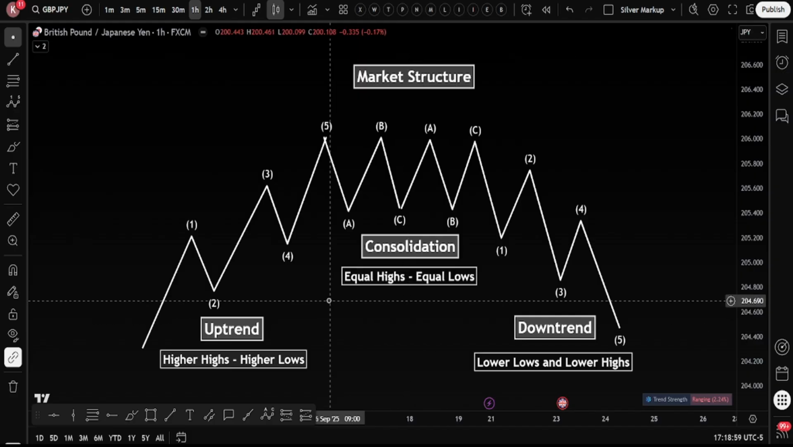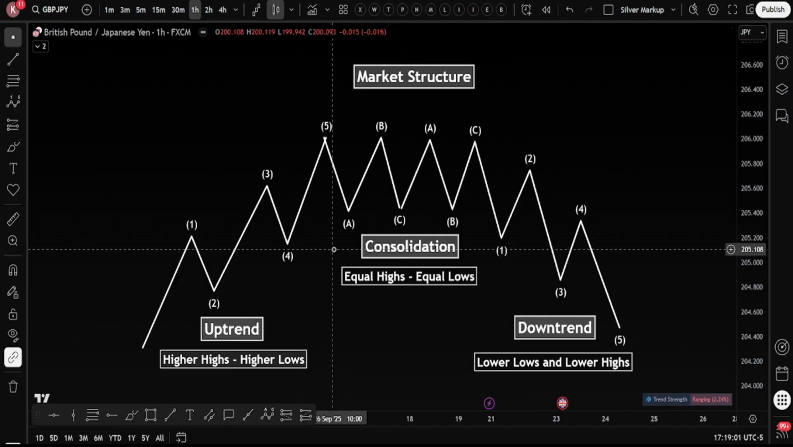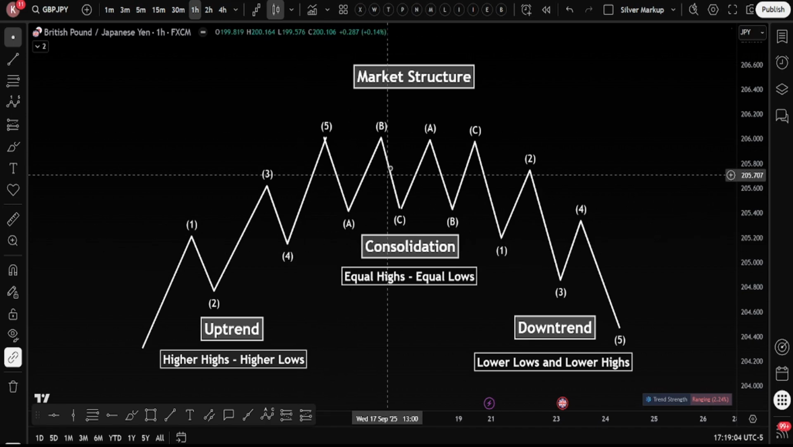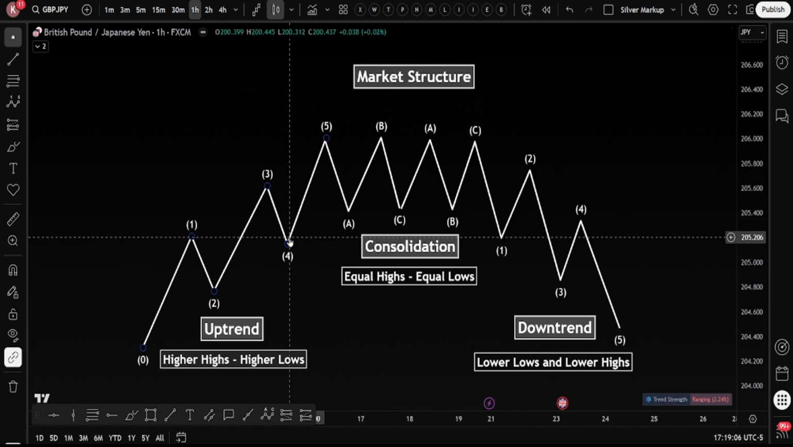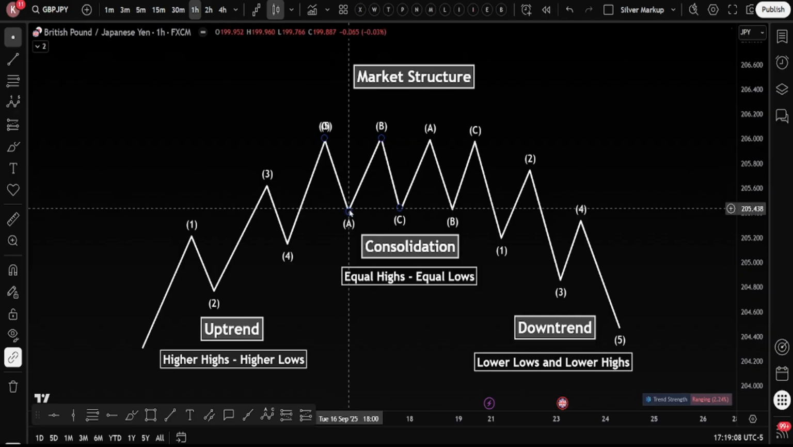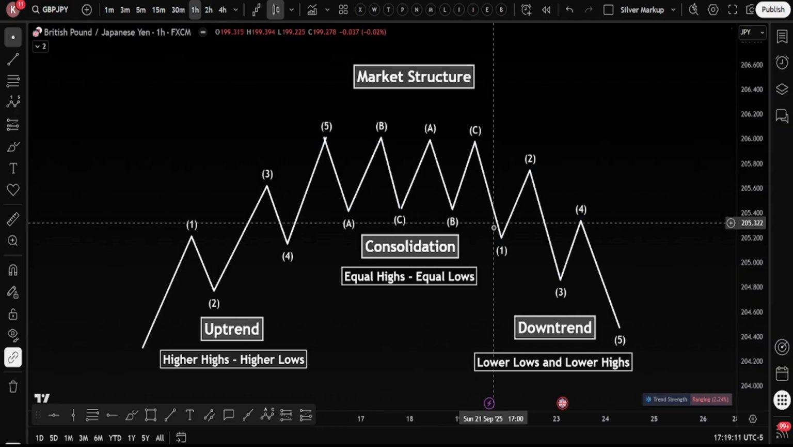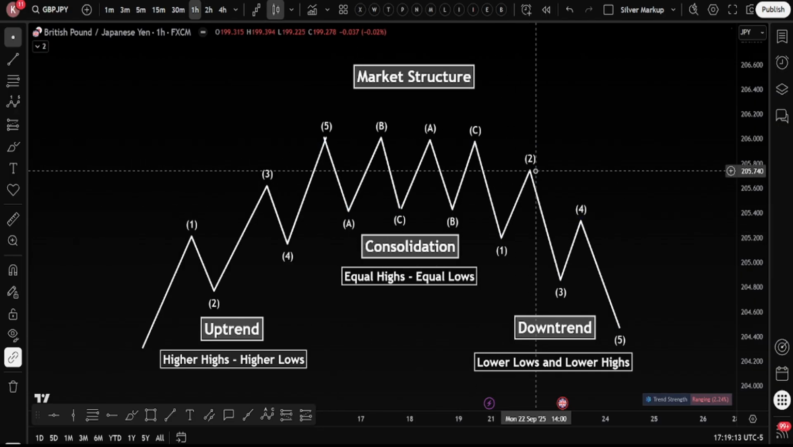And the way that you determine market structure is just by following the points of the market. So, in turning points where the consolidation starts to happen or a breakout of that consolidation, you know what's happening based on where the highs and the lows are forming.